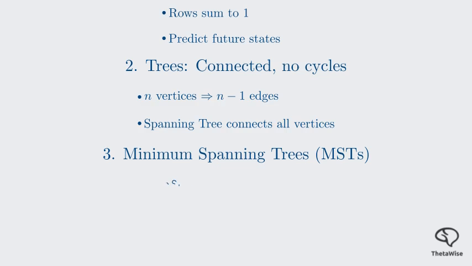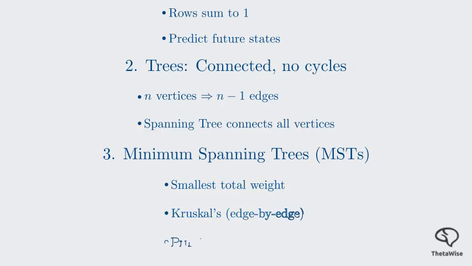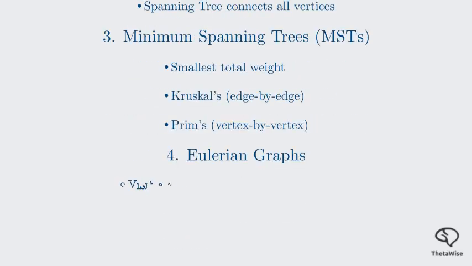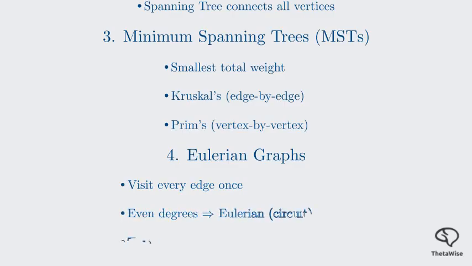This led us to minimum spanning trees, or MSTs, the most efficient way to connect a network. We discussed 2 algorithms for finding them. Kruskal's, which builds the tree edge by choosing the smallest weight edges that don't form a cycle, and Prim's, which grows the tree vertex by adding the nearest available edge. Finally, we covered Eulerian graphs, which allow for a circuit or trail that visits every edge exactly once. The key to classifying them is to count the number of odd degree vertices: 0 for an Eulerian graph, circuit, 2 for a semi-Eulerian graph, trail, and more than 2 for neither.